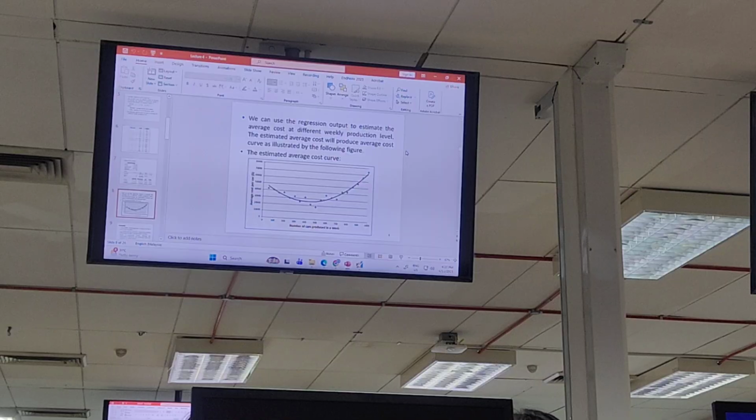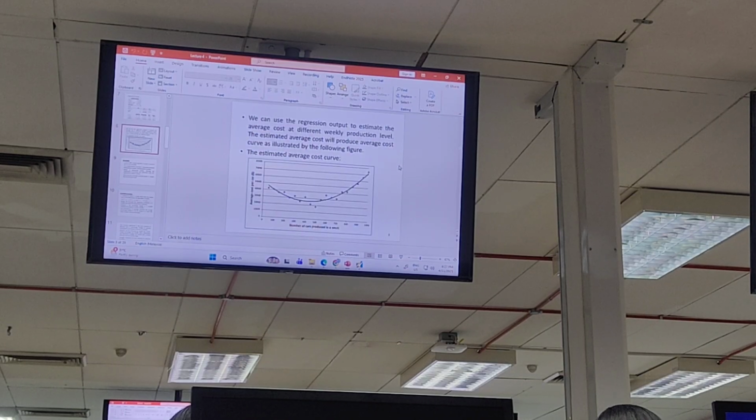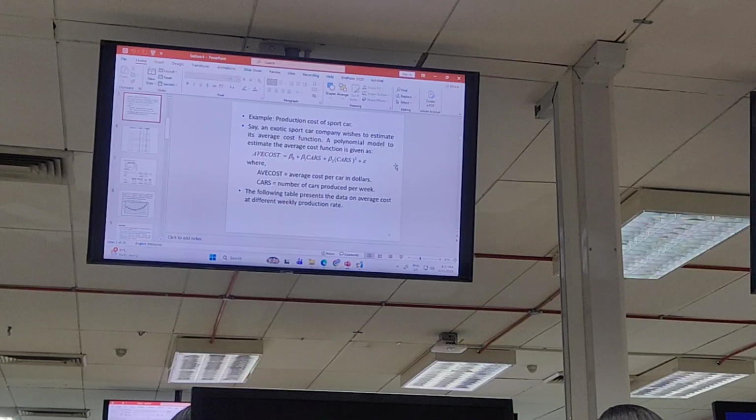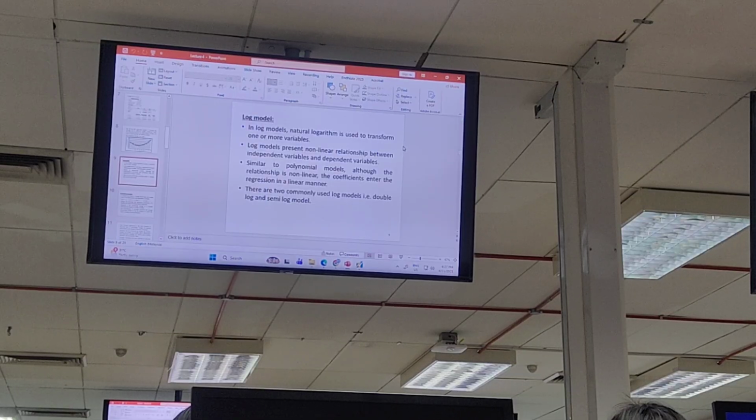We can use the regression output to estimate the average cost at different weekly production levels. The estimated average cost will produce an average cost curve as illustrated by the following figure. So this is the estimated value of y for a given number of cars produced. That's the quadratic polynomial, so in this case we have up to the square of the x variable. Now, the log model.